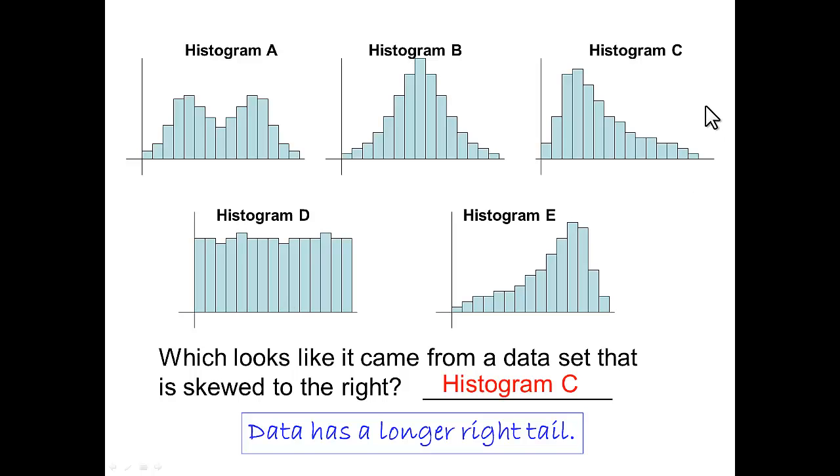That would be histogram C. Histogram C has that tail of data to the right, where the right-hand side just seems to have more data than we would expect. No, the frequencies aren't high on the right-hand side, but there seems to be more of it toward that right-hand side, so it's skewed to the right.